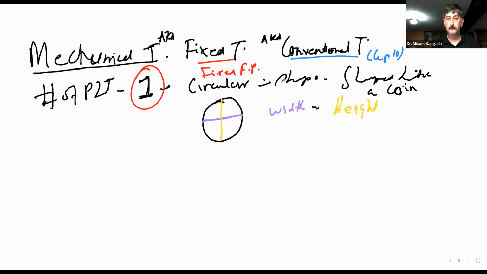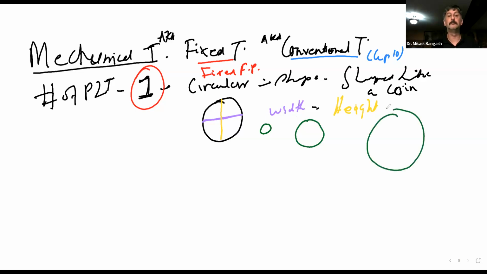It's straight. But you may have a small coin, so that will be a small PZT. You may have a big coin, or you may have an even bigger coin, right? This was a penny. We have a coin that is bigger in size, let's say a quarter. And then you may have some of those crazily big coins, like those dollar coins that they make.